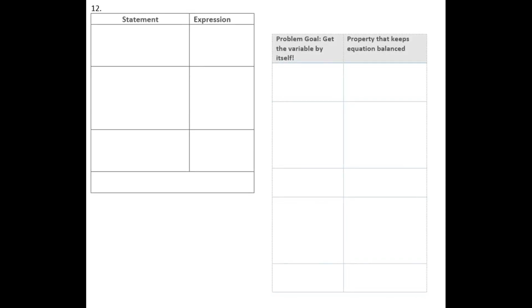All right, so going on to number 12. All right, so we have to build our equation. So we have here $9.99 per month. So the monthly bill is something plus $9.99.